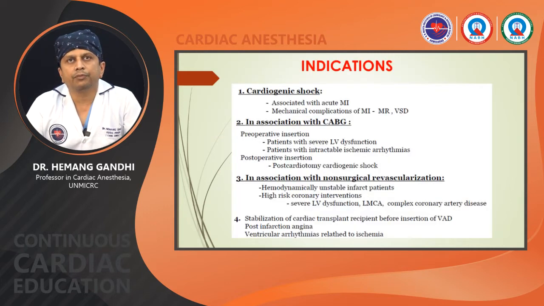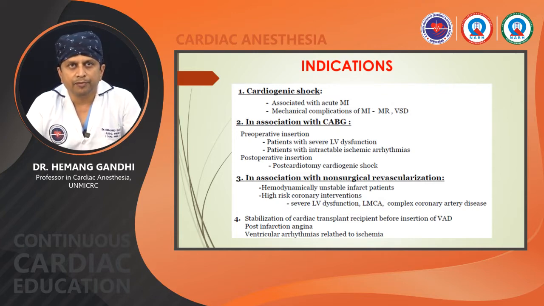So indications of this IABP are, the most common indication is cardiogenic shock, when cardiogenic shock is due to acute MI or due to acute MI complications like acute MR or VSR. It is also used during CABG, with preoperative and postoperative insertion. Preoperative mainly when there is a patient with severe LV dysfunction with poor hemodynamics, and patients with intractable ischemic arrhythmia in the preoperative period. After cardiopulmonary bypass, if post-cardiotomy cardiogenic shock is there, the balloon will also be helpful to wean the patient from the CPB.